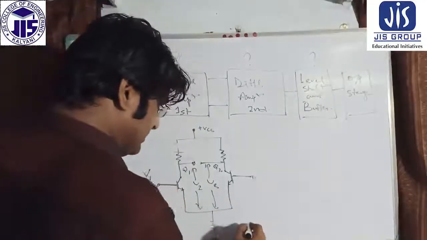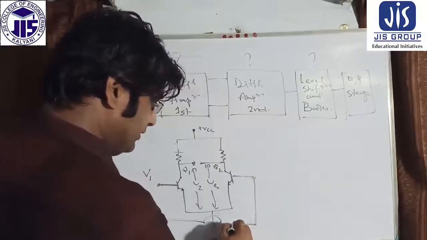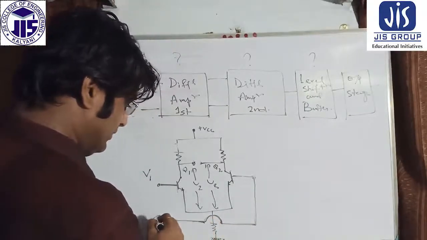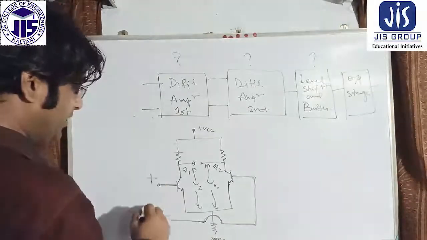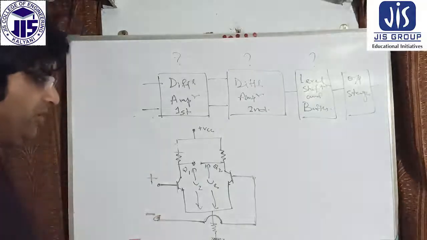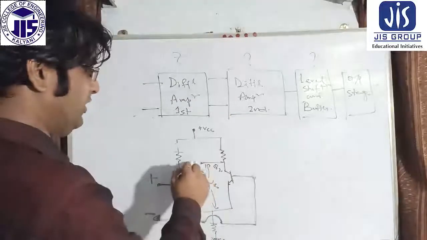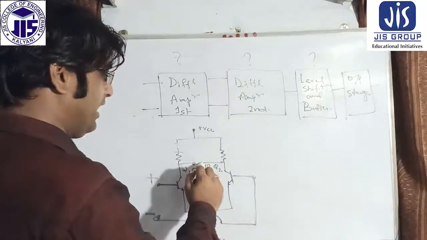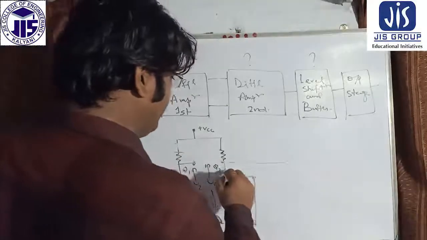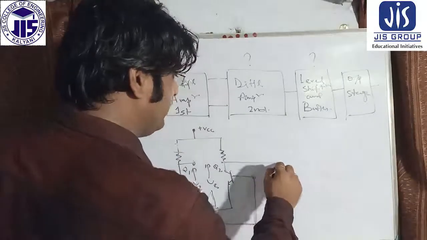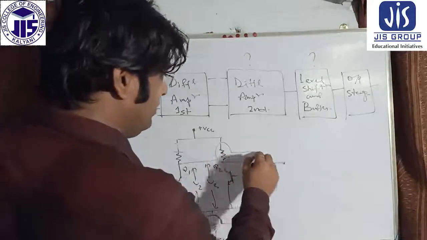So this is actually the input of the operational amplifier. Suppose I am considering this as the non-inverting input and this as the inverting input terminal of the operational amplifier, and these are the two voltages. After that I am taking this voltage and this voltage from this particular terminal here and this particular terminal here.